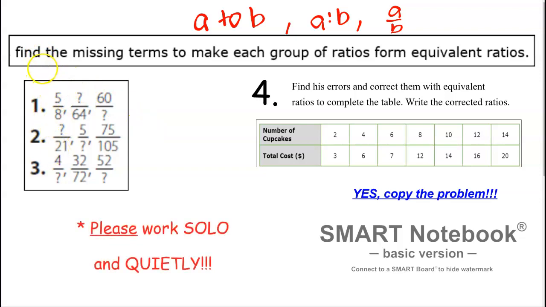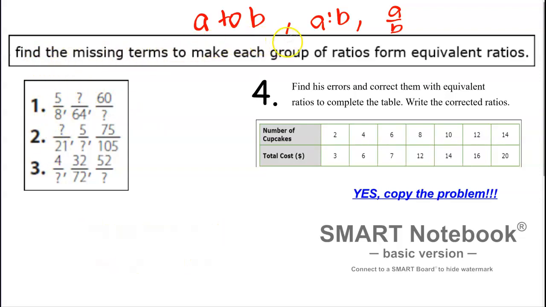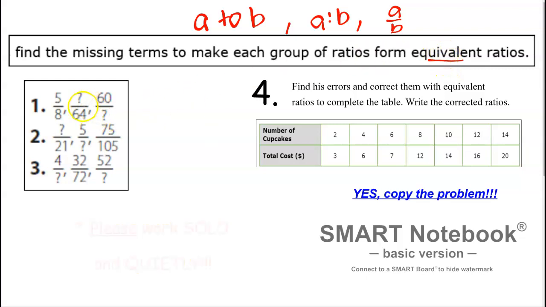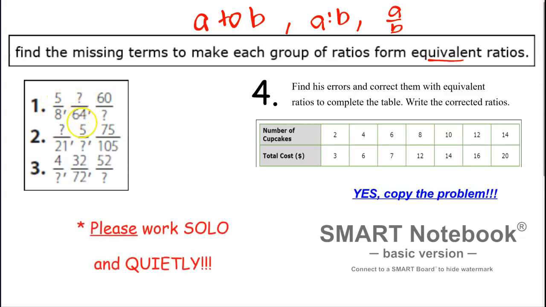We have instructions. Find the missing terms to make each group of ratio forms equivalent ratios. If this is new to you, perfect. But of course you have some background knowledge, definitely with fractions. So take a look. This key word here is very important: equivalent. Equal. Look at this scenario. We have to find these missing terms. So this is a term, this is a term, this one's missing, this one's not.